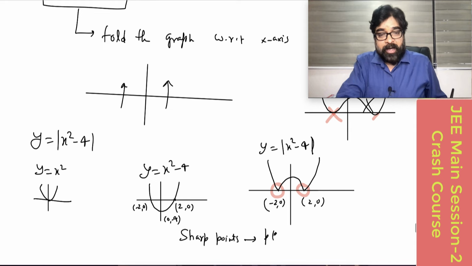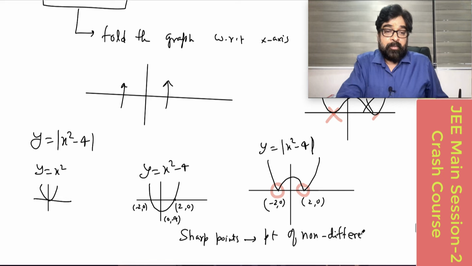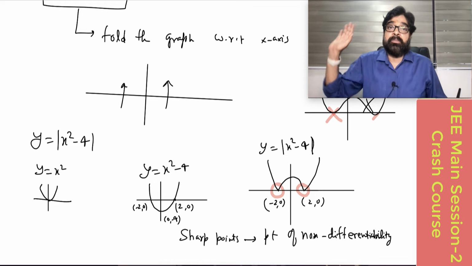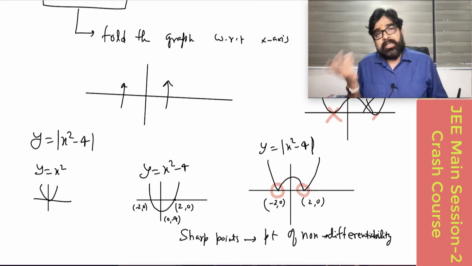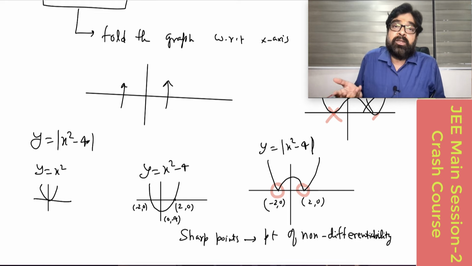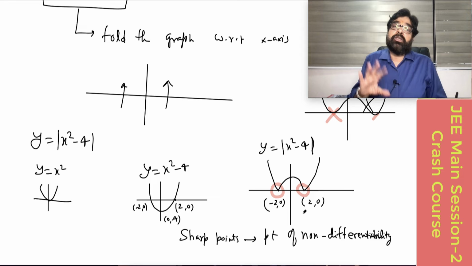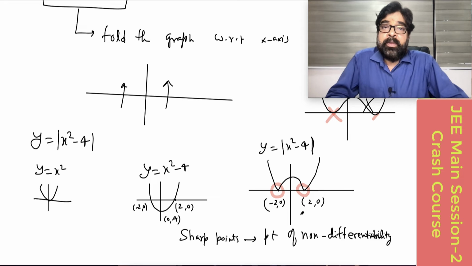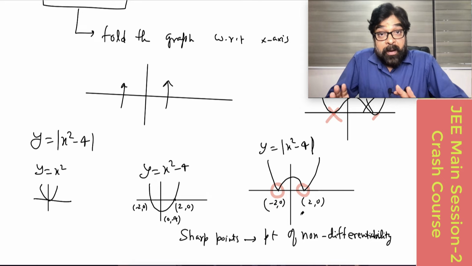Sharp points means points of non-differentiability. Point of non-differentiability means the point where dy by dx is not possible. Suppose somebody says, can I find the point where this function is not differentiable? Draw the graph at x equal to minus 2 and x equal to plus 2. So x equal to plus minus 2 is the point of non-differentiability. I'm sure it's clear to everybody. Understand? That is the way mod f(x) will be drawn.